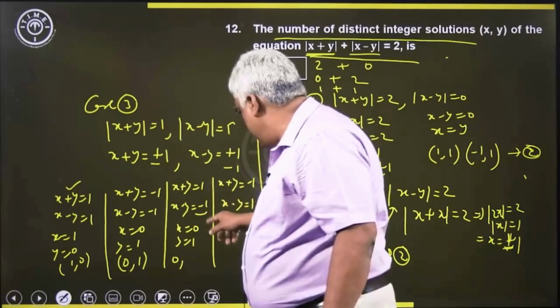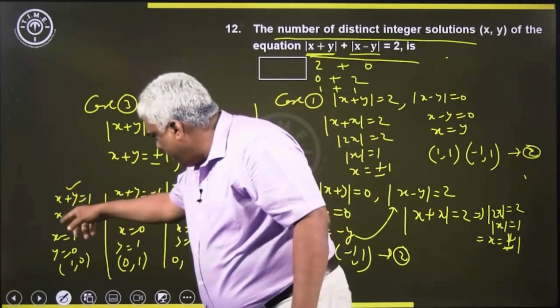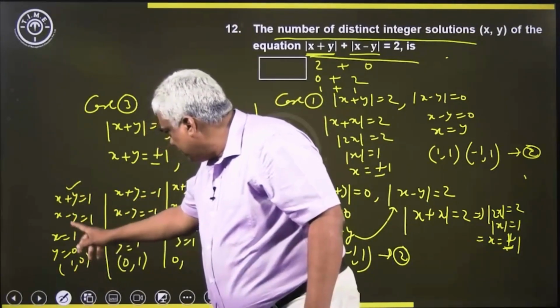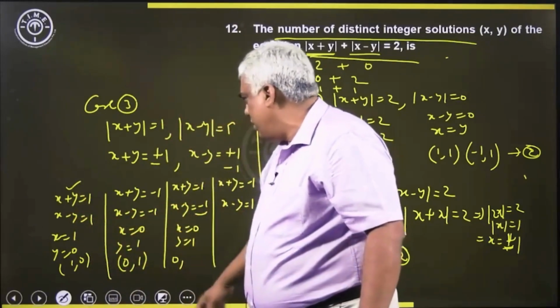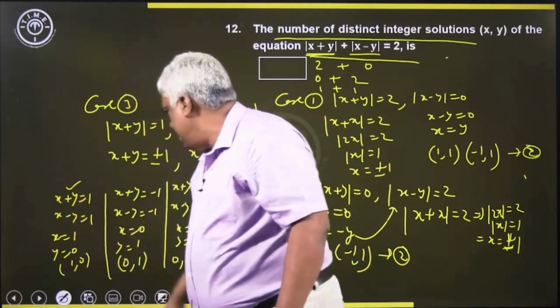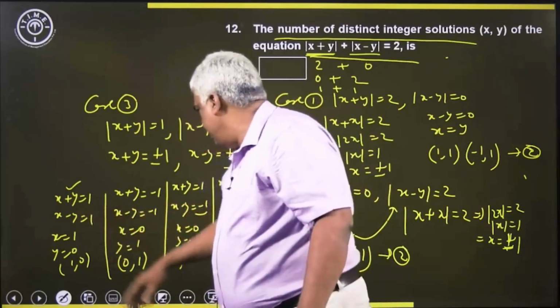This is 1 minus 1. If I add, just a minute. So if you add this, y will cancel. So x is 1. So y is 0. x is 1, y is 0.